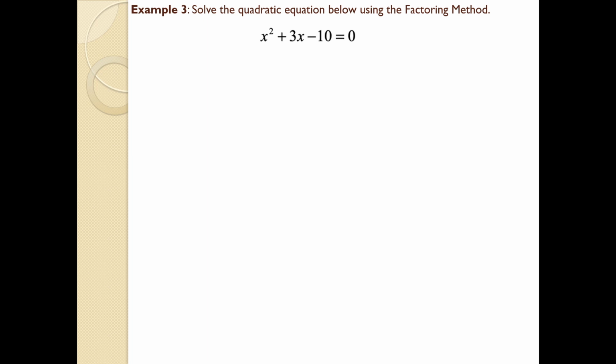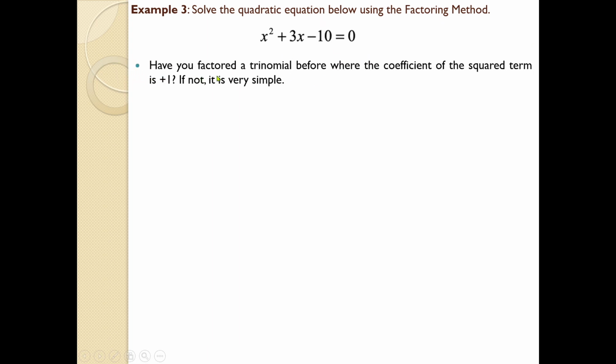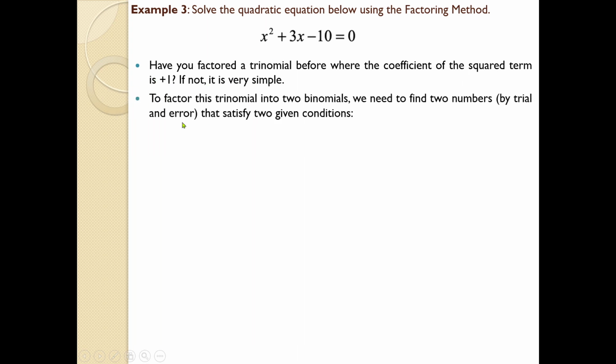In the previous cases there were different situations in the factoring method, but this one is the most common method that is followed for solving a quadratic equation. It is very simple. Anyway, let us go through the steps. Have you factored a trinomial? Trinomial means 1, 2, 3 terms, where the coefficient of the squared term is plus 1. If not, it is very simple. We will come to the computation part.